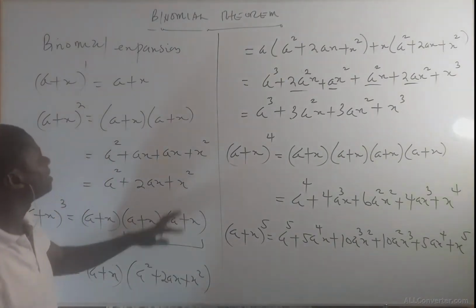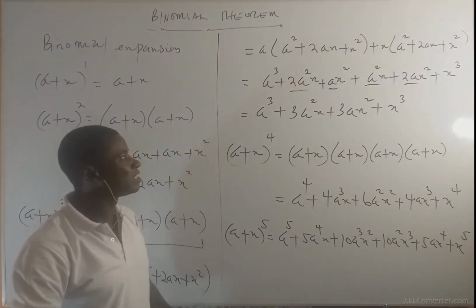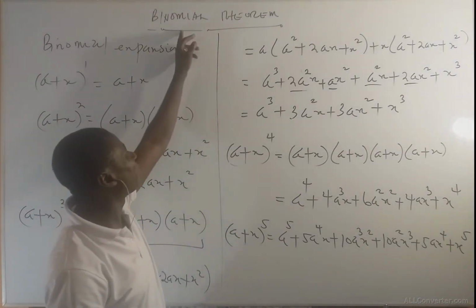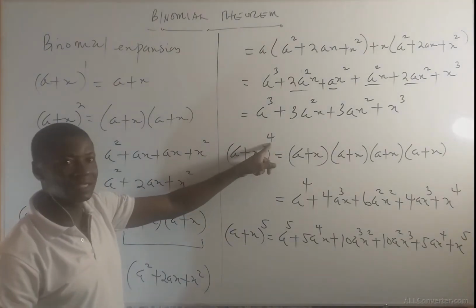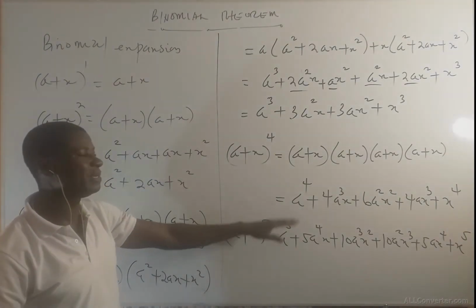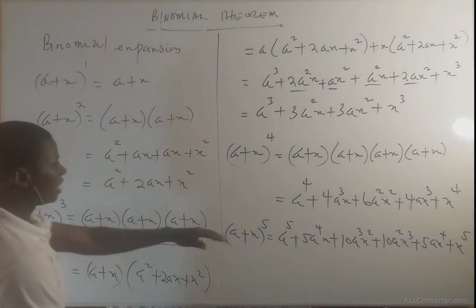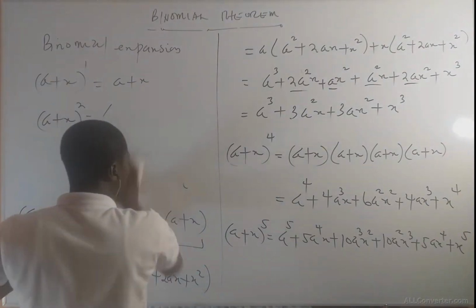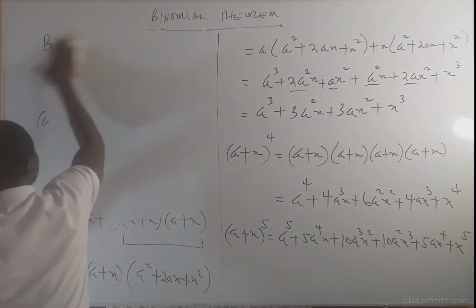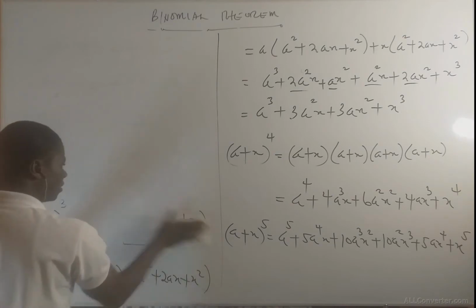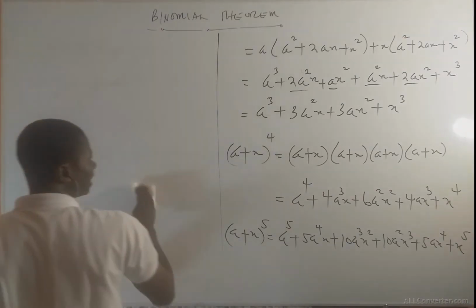So in general, this is what we call binomial expansion. And the reason why we are going to apply the theorem is because when the exponent becomes larger, the expansion becomes tedious. So that is how come we have this expansion. That's how come we have the binomial theorem in general. So when we talk about the binomial expansion, this is what we call the binomial expansion.